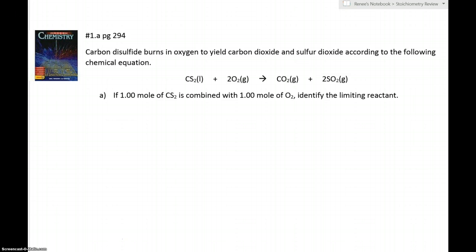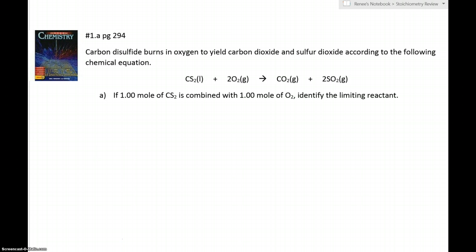I pulled these questions from the Modern Chemistry textbook that you see in the top left-hand corner. I'm going to do number 1A on page 294. The question reads, carbon disulfide burns in oxygen to yield carbon dioxide and sulfur dioxide according to the following chemical equation. If 1 mole of carbon disulfide is combined with 1 mole of oxygen gas, identify the limiting reactant.